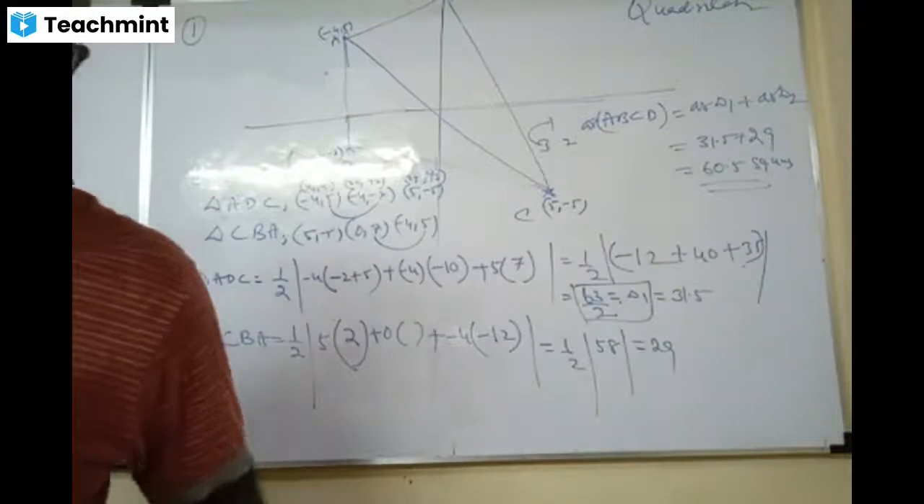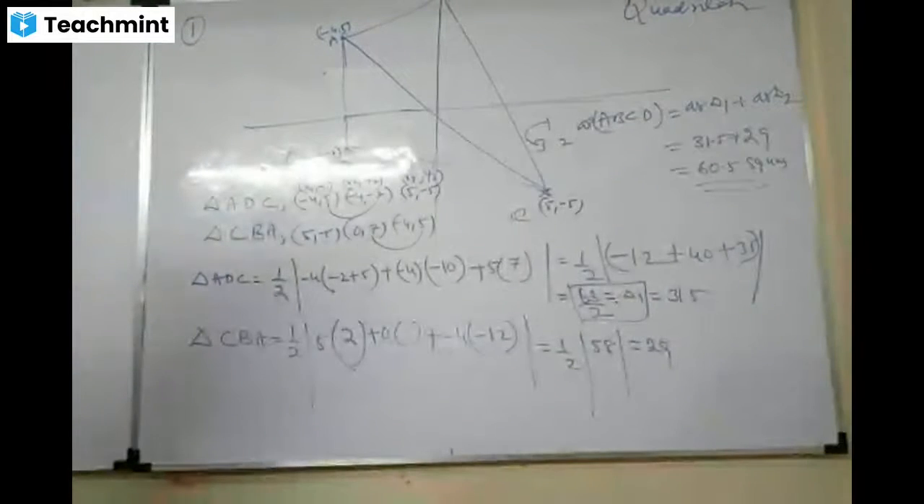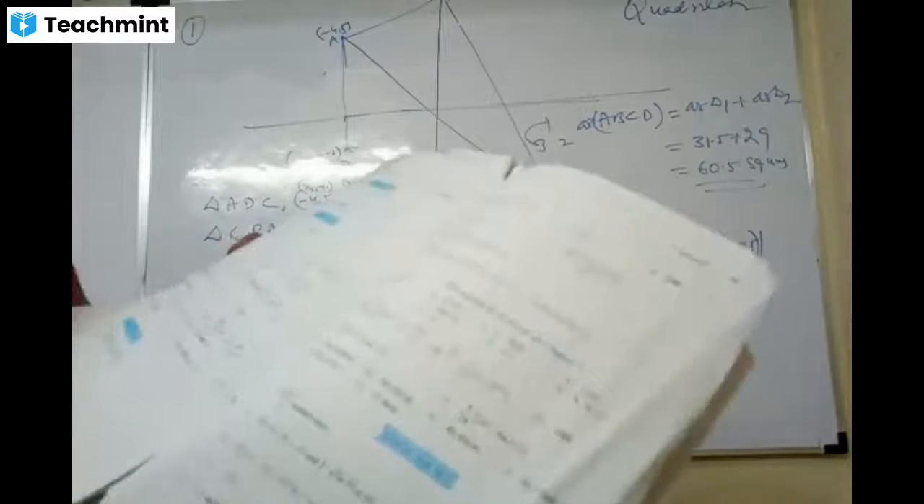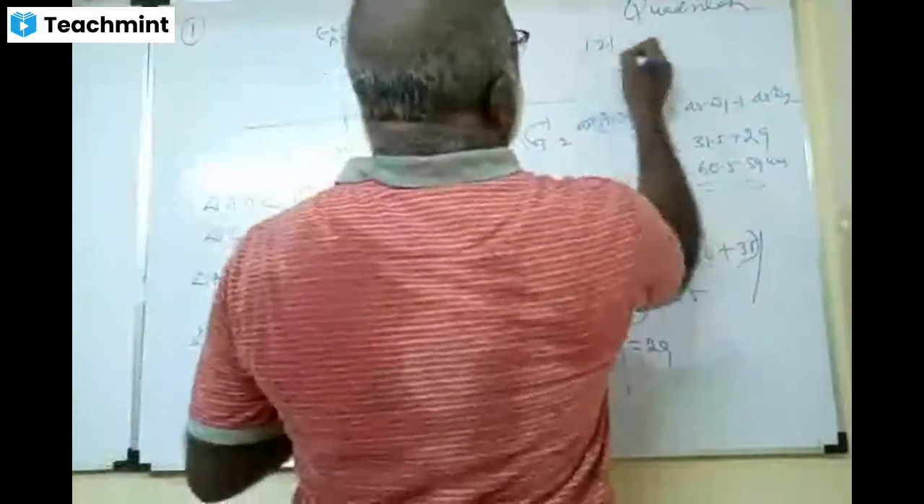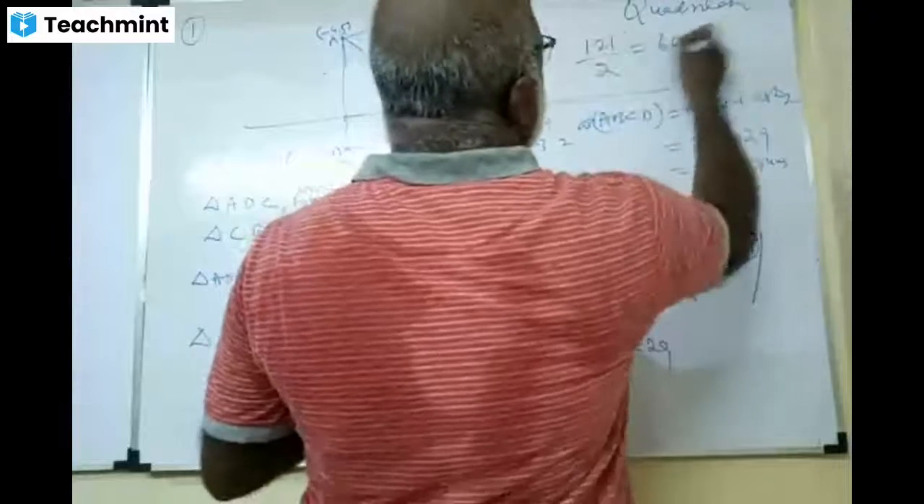Yes, sir. Just check the answer, because it's a heavy numerical. We could have made some mistake also. So this and all you should do at home; otherwise online time will be wasted. Absolutely right. 121 by 2, that is 60.5.